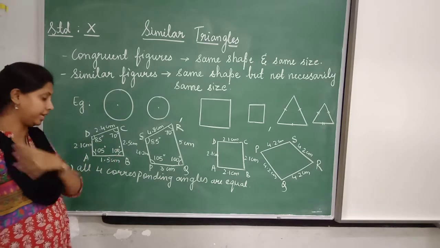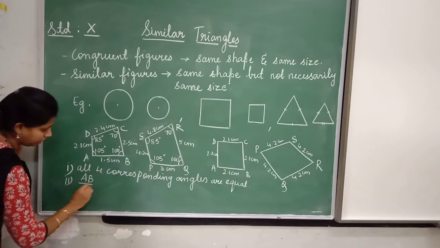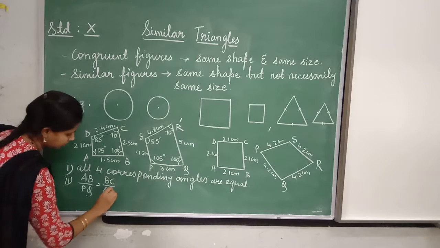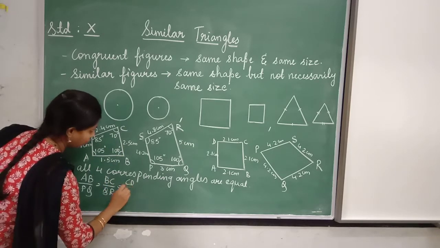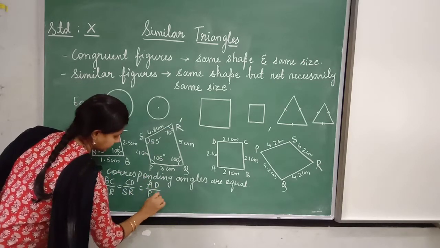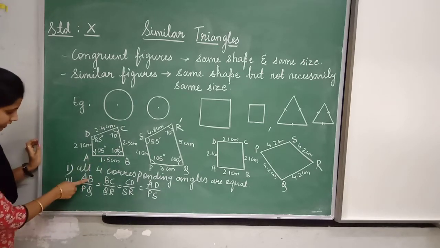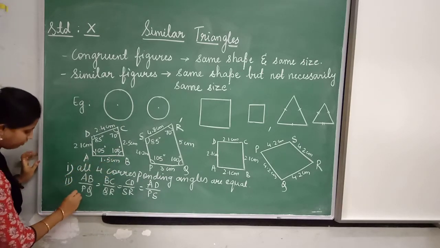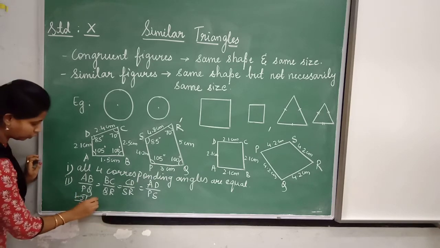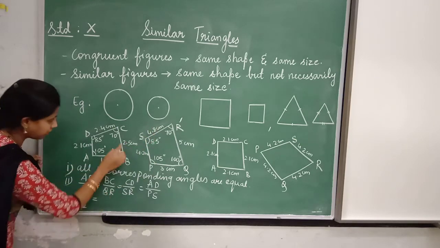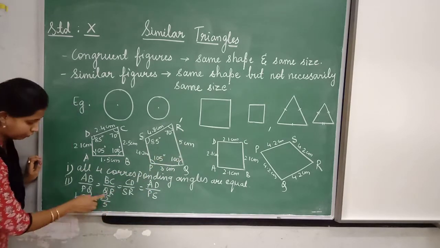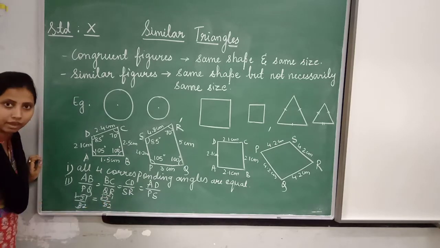See the ratio of the corresponding sides. Now AB upon PQ is equal to BC upon QR is equal to CD upon SR is equal to AD upon PS. AB upon PQ is nothing but 1.5 upon 3, which is 1 by 2. BC measures 2.5, QR measures 5. If you divide this, you get 1 by 2.